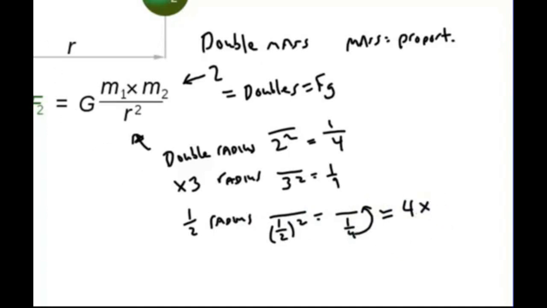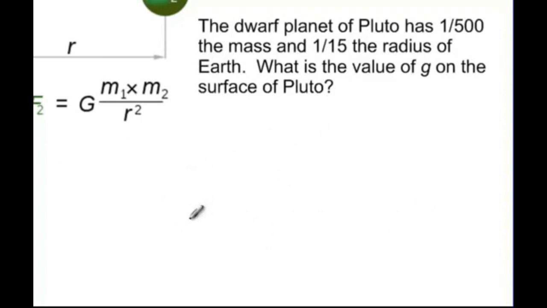Let's see a practical problem on this. This says the dwarf planet of Pluto has 1/500th the mass and 1/15th the radius of Earth. It says what's the value of gravity on the surface of Pluto? So what do we have to do? On that numerator right there, we're going to plug in our masses, okay? And so my mass is 1/500th. That is on my numerator, okay? Whereas the 1/15th is on my denominator, because that's the radius.